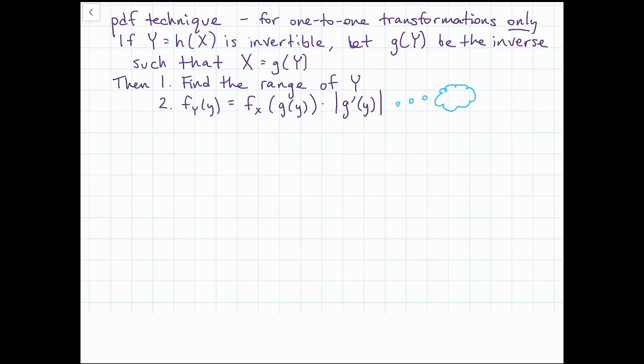So give that proof a try if you like. All right, let's look at an example. Same as that first example we did.